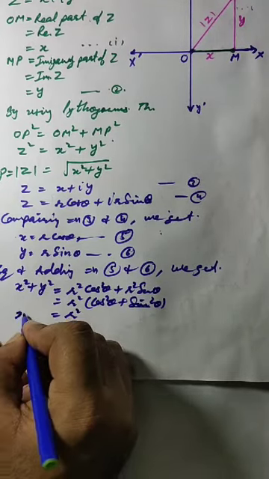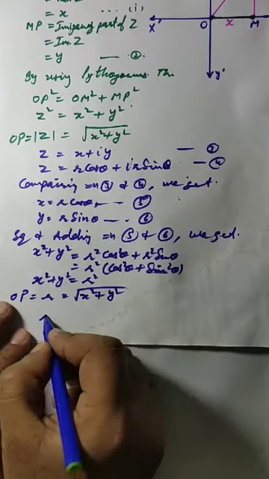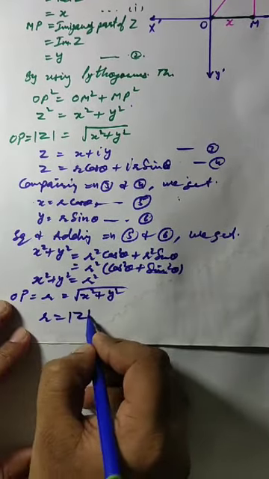So r square is x square plus y square, so r is equal to the square root of x square plus y square, where r is OP, or we can say mod Z. So we can write it as r is equal to magnitude of Z, that is equal to the square root of x square plus y square.